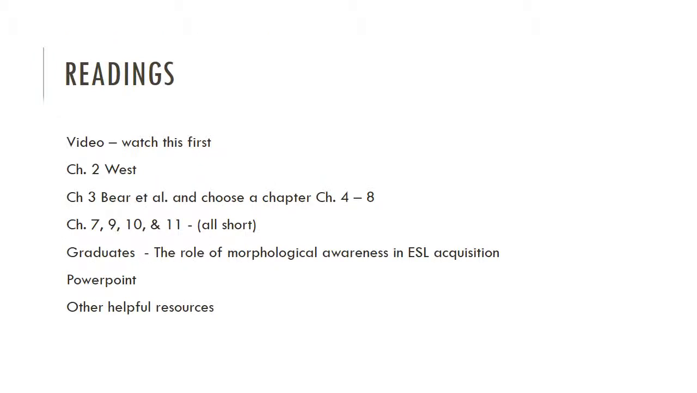So our readings, I would highly recommend watching the video first, then reading Chapter 2 in the West book, and then viewing the PowerPoint. Those three seem to support each other with the same information. Then Chapter 3 in Bear will be looking at setting up a word study program within your classroom. And then a second chapter in the Bear book would be choosing a spelling developmental level that is most closely associated to the grade level you teach or want to teach.